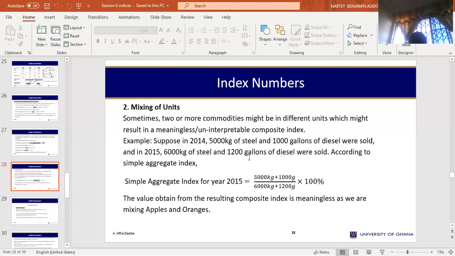Because 2014 is the base year, and we are calculating the aggregate index for year 2015. So year 2015 with respect to which year? We have only 2 years, so it can't be the 5,000 in the numerator. The value obtained from the resulting composite index is meaningless. All that we want to know is that when you have mixing units, then it's meaningless.